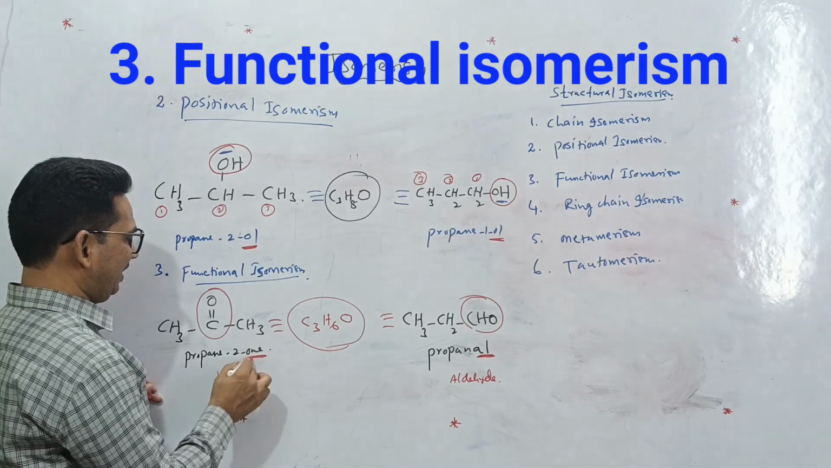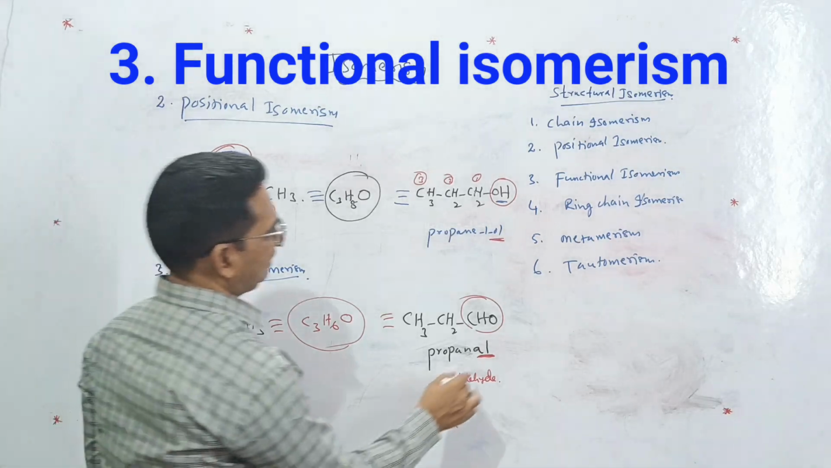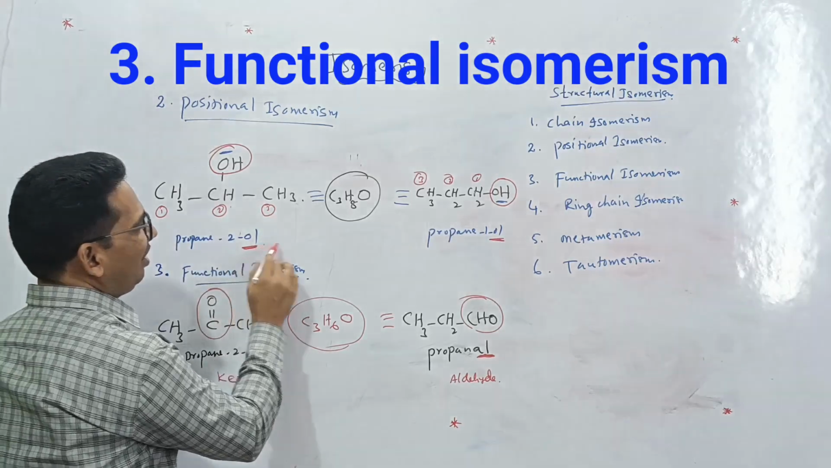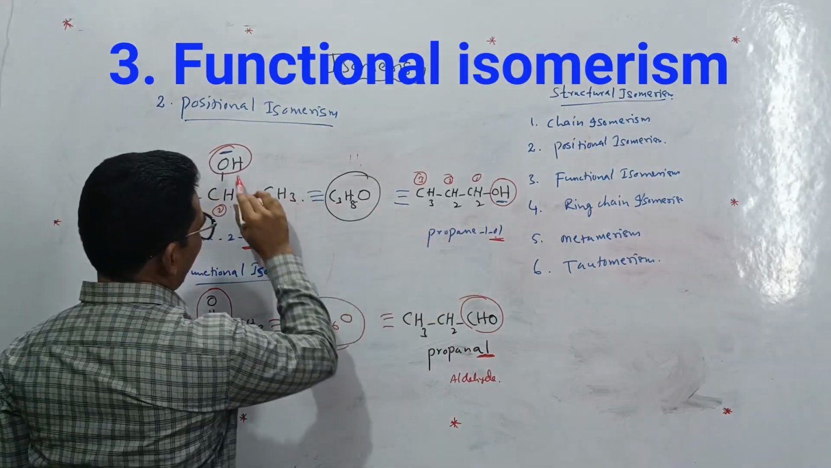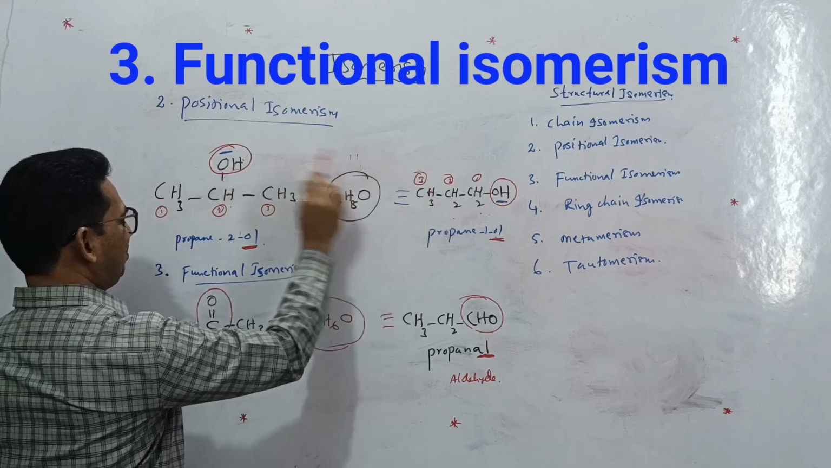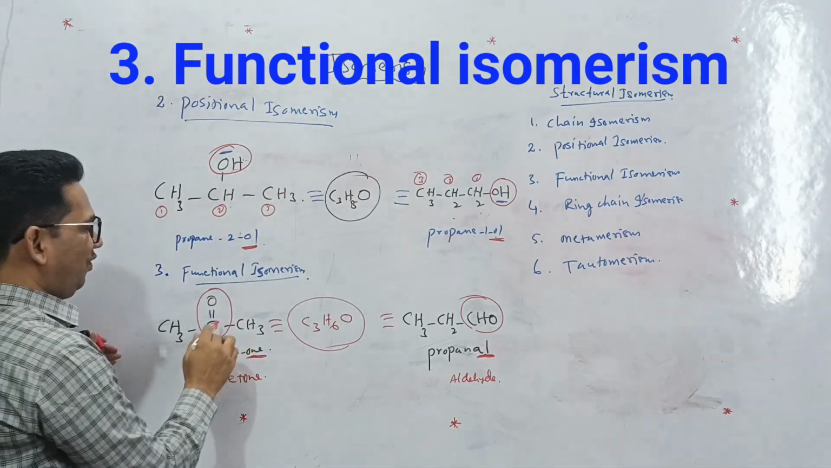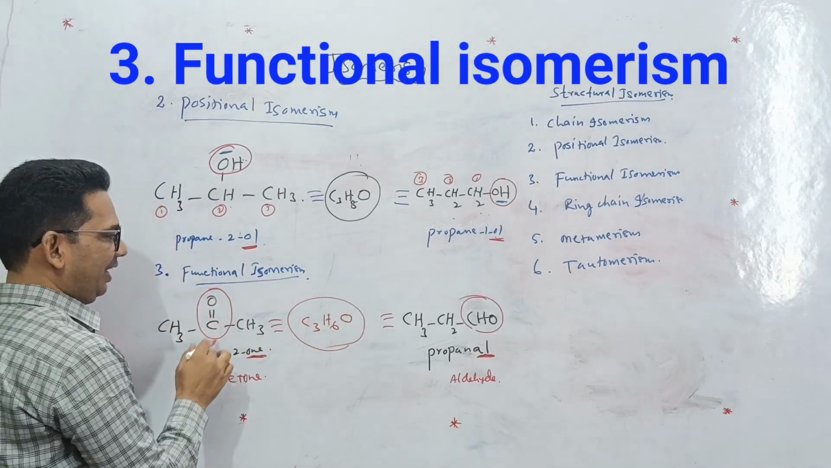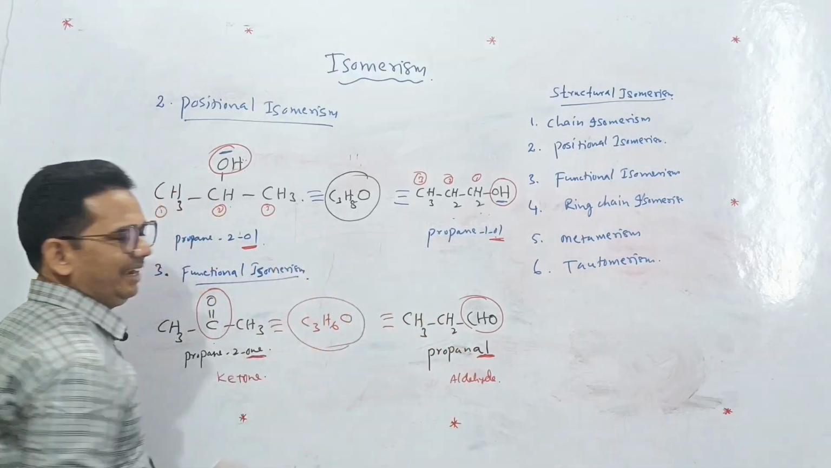Functional isomerism, see here: this is ketone, this is aldehyde. But in this case, this is alcohol, this is also alcohol, both alcohol, but only the position is different. That's why they are called positional. In this case, the functional group is different, the molecular formula is the same. This is the ketone, this is the aldehyde.